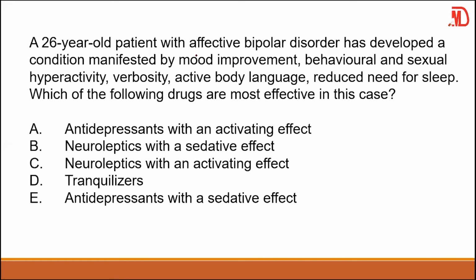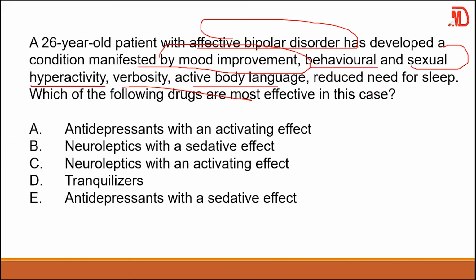A 26-year-old patient with affective bipolar disorder has developed a condition manifested by mood improvement, behavioral and sexual hyperactivity, verbosity, active body language, reduced need for sleep. Which of the following drugs are most effective in this case? Guys, we are having a case of what? A psychiatric disorder. So what do you give? You have to give a neuroleptic drug with sedative. And the person cannot sleep. So you have to make sure that you have a sedative effect inside this neuroleptic drug.